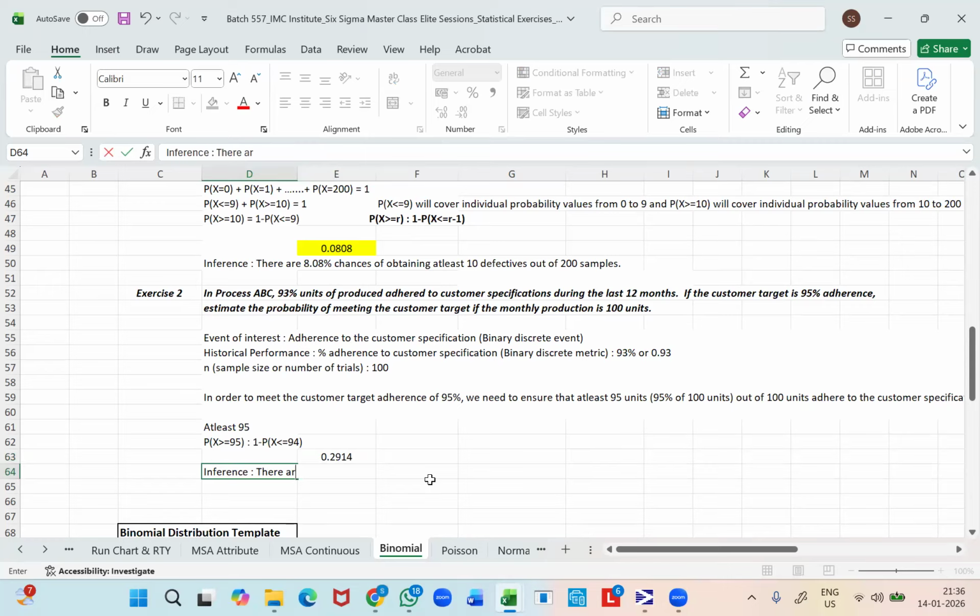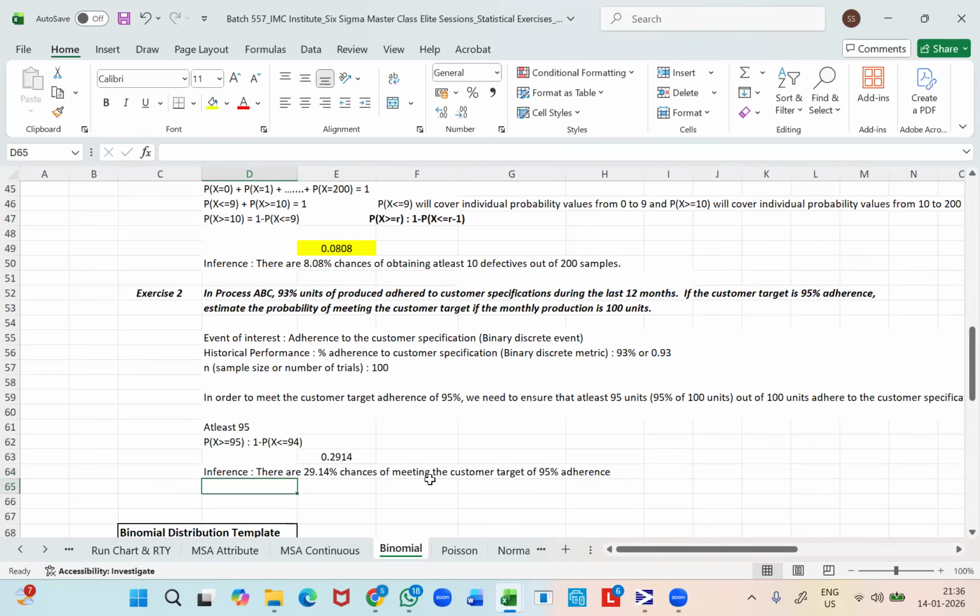So what is the inference? The inference is there are 29.14% chances of meeting the customer target of 95% adherence. Because the historical performance is 93%, we have only 29.14% chances of meeting the customer target of 95% adherence. So we don't stand a very good chance. If it is at least 50%, we can say there is some chance of meeting the target. 29.14, the chances are very low, right?